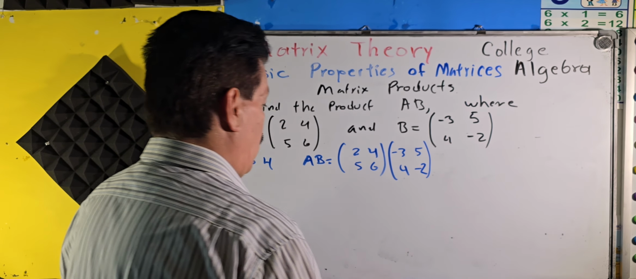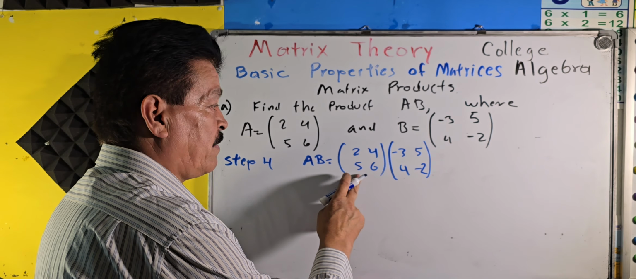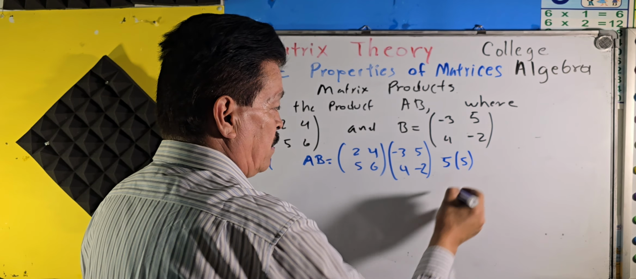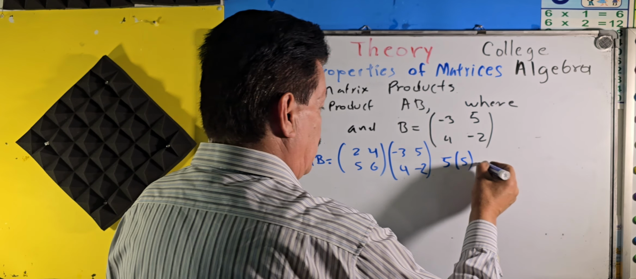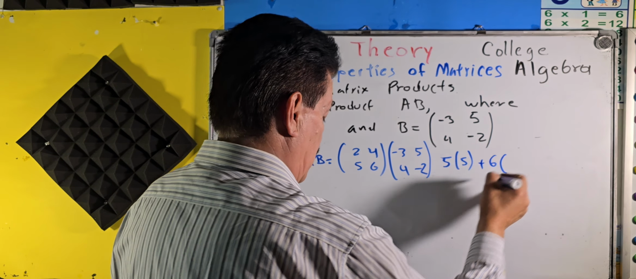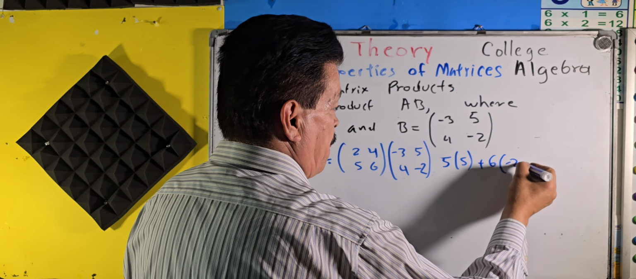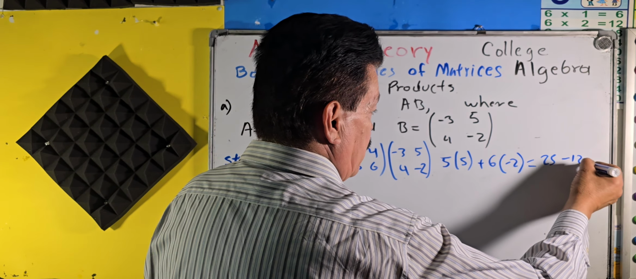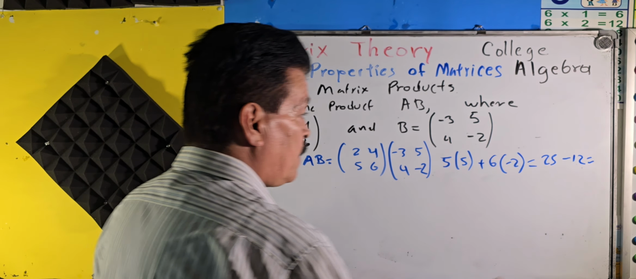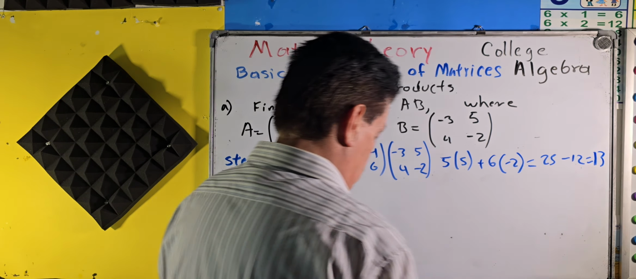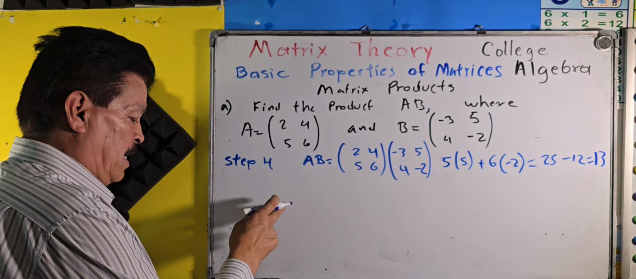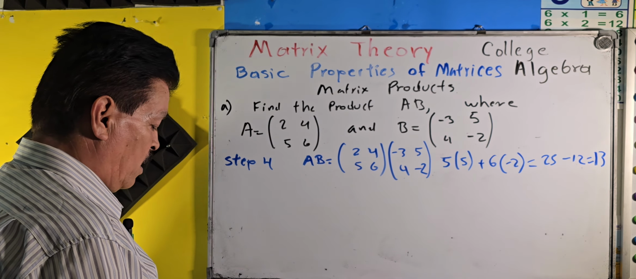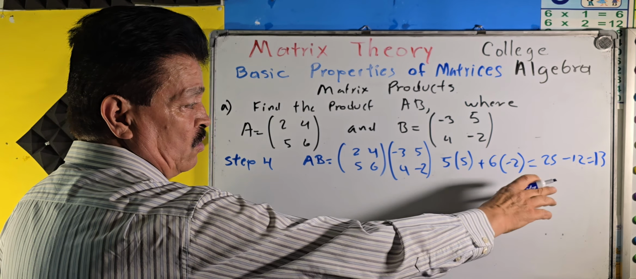All right, so now multiply this. This is going to be 5. Let's go to the second one. So 5 times 5, plus 6 times negative 2. How much is it? 25 minus 12 equals 13. Right there, that's it. This is the second row, second column entry.